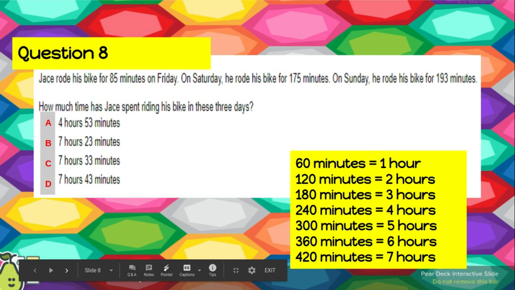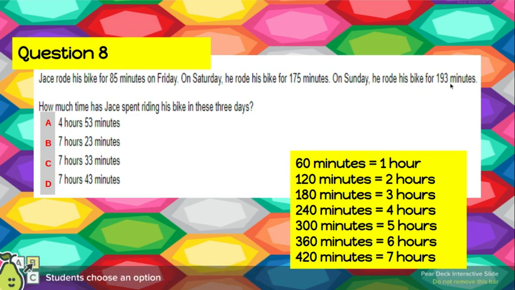When I first read this problem, I thought, so easy. I can't believe people got this one wrong. It's just 3 numbers for the 3 different days that he rode his bike, and you just add them up for the total number of minutes. The tricky part is when you go down to find the answer, it has been converted from minutes to hours and minutes.